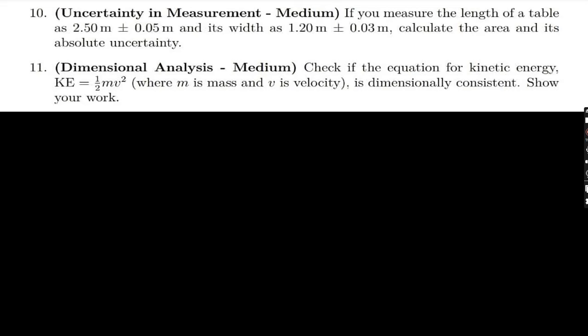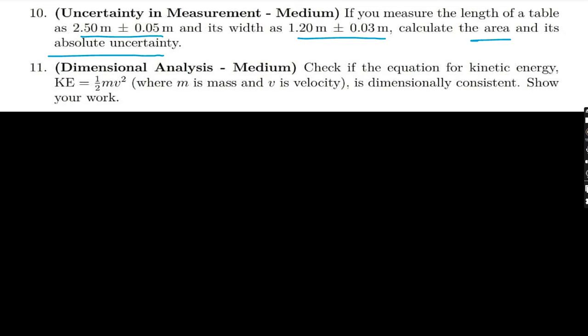Let's go ahead and do question 10. At least we are seeing a change, guys. We are seeing a change. So the question here is, if you measure the length of a table to be this, and its width is this, calculate the area, and its absolute and its relative uncertainty. Okay, so here is what I want to be showing you, guys.